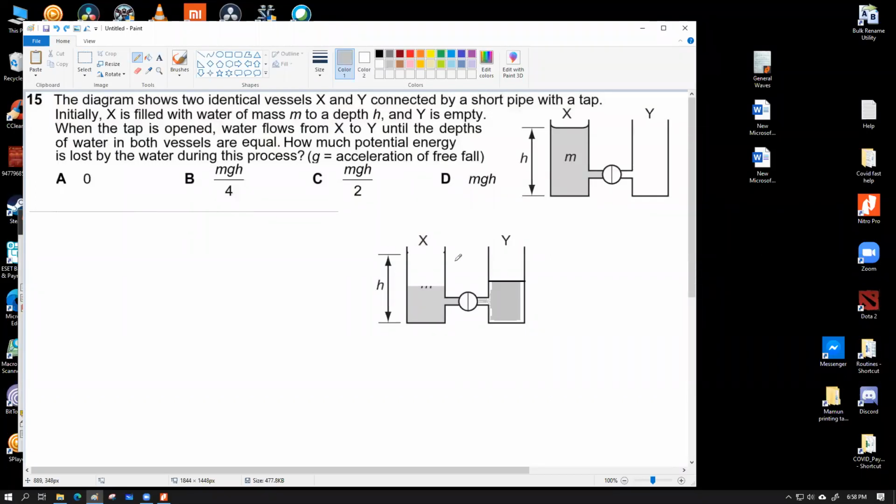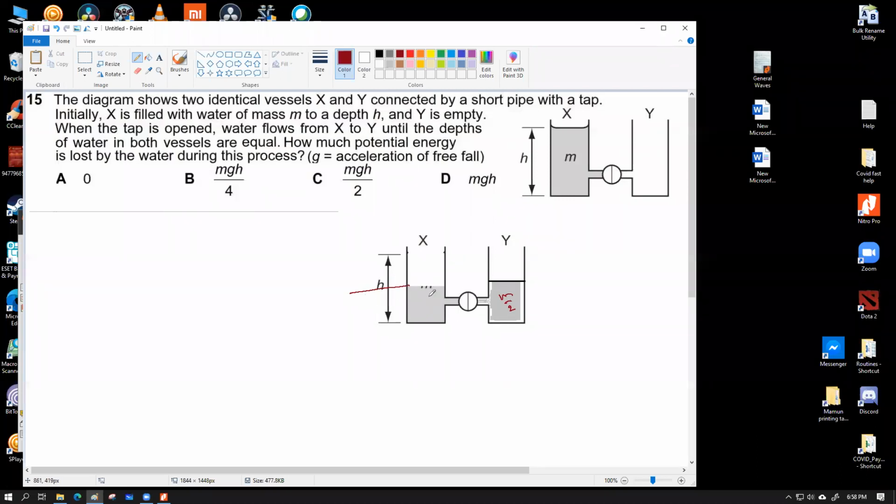How much water is actually moving? m/2, right? Yes, sir. The amount of water that is moving is m/2. How much height loss is happening to that water? This water used to be at this level. Now that water has fallen down to this level. So the height loss of this water can be considered to be h/2, because it has come to the lower half. Now this h/2 can be calculated in two different ways.